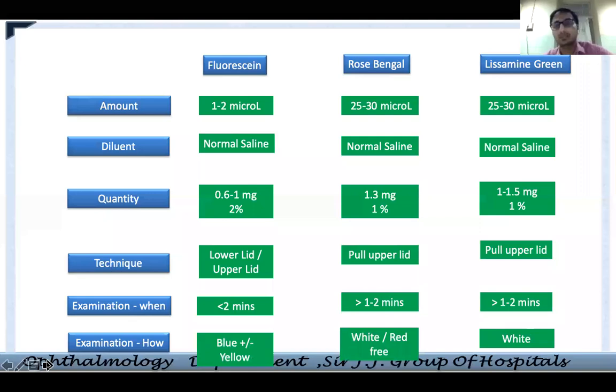How do you examine? Again, with the slit lamp, as we studied in our last lecture, it has different filters. Fluorescein can ideally be seen with the blue, or blue with the yellow filter. Rose Bengal with the white or the red free, and Lissamine green can be seen with the white filter. And this is a very important table, and this is the basis of any corneal staining. If you are going to use the stains, you should know all the properties of the stain.